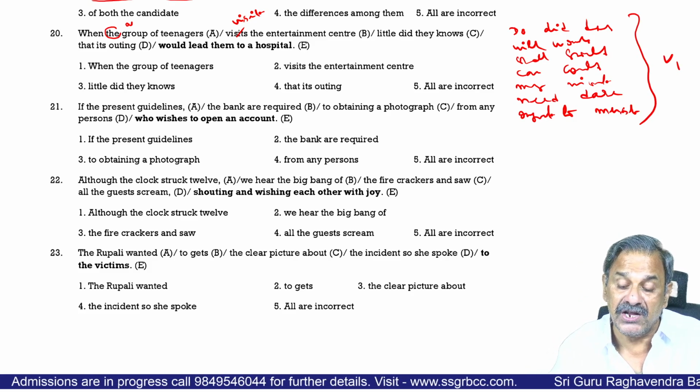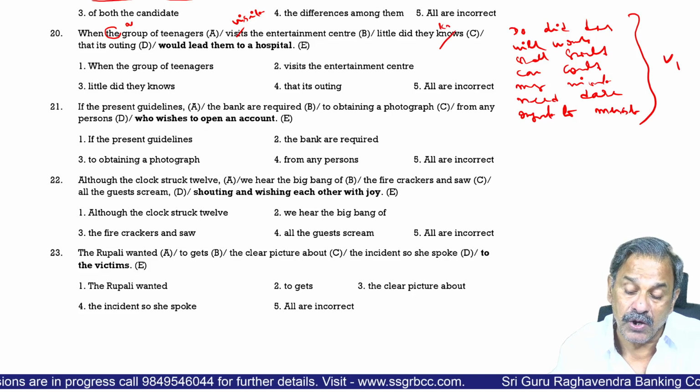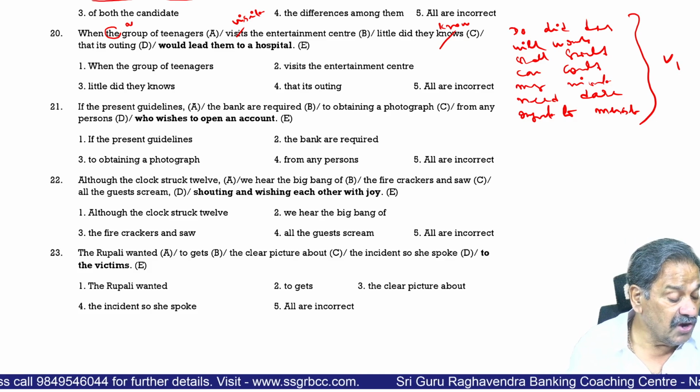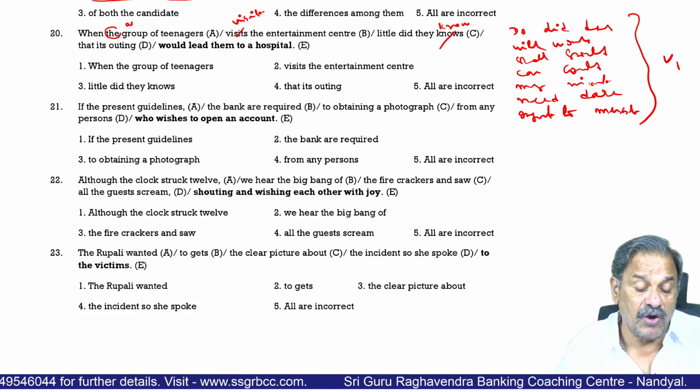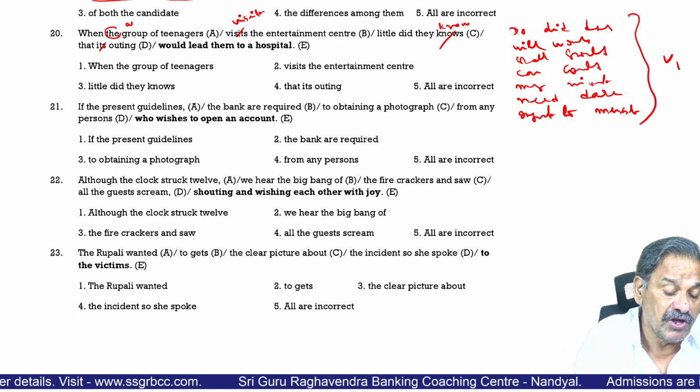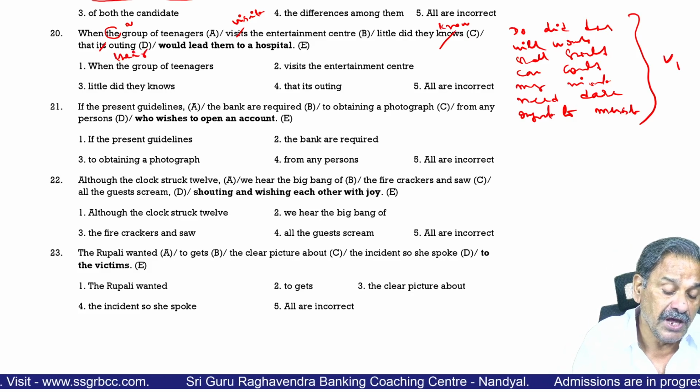So here, did they know? Wrong. Did they know that its outing? Here, group of teenagers, plural. So here, its is wrong. You have to use their outing.